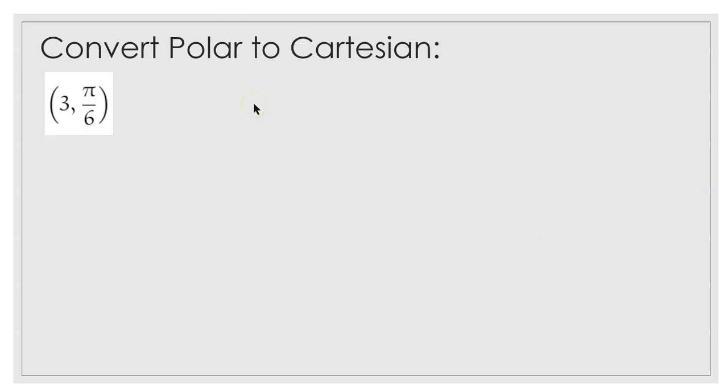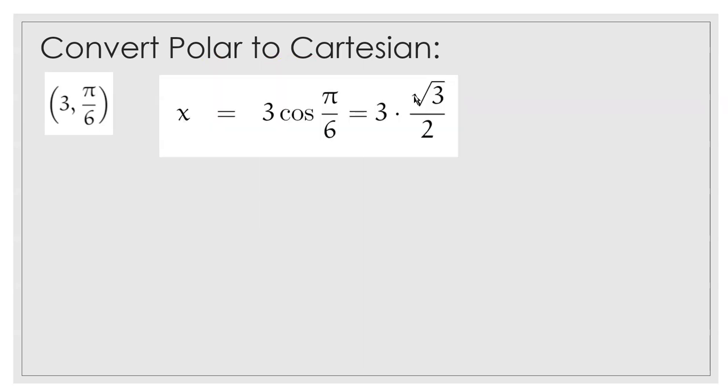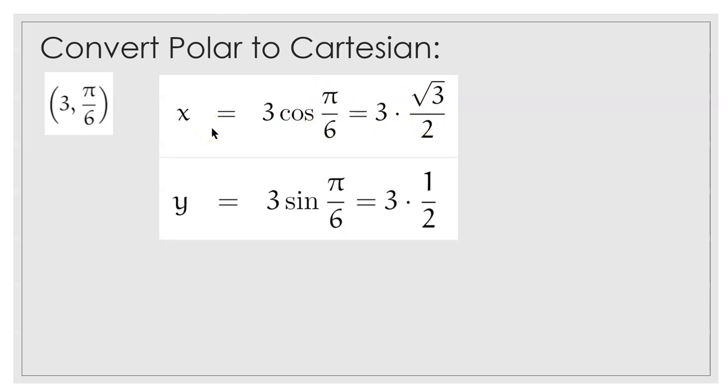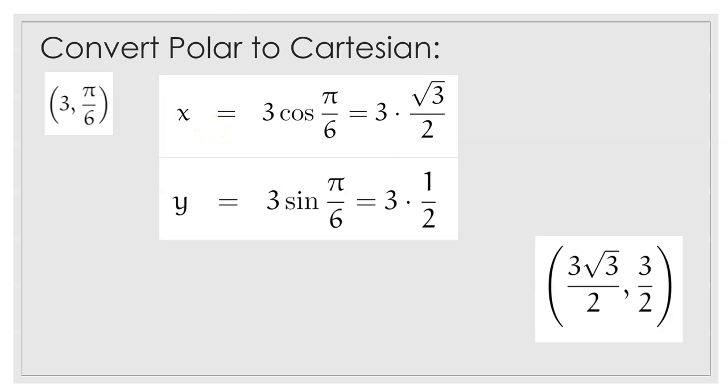Suppose I want to take the point (3, pi over 6) that's polar and change it to Cartesian. Well, x is r cosine theta. So I fill in what I know and simplify. y is r sine theta, crank it out. And I get (3 square root of 3 over 2, 3 halves).